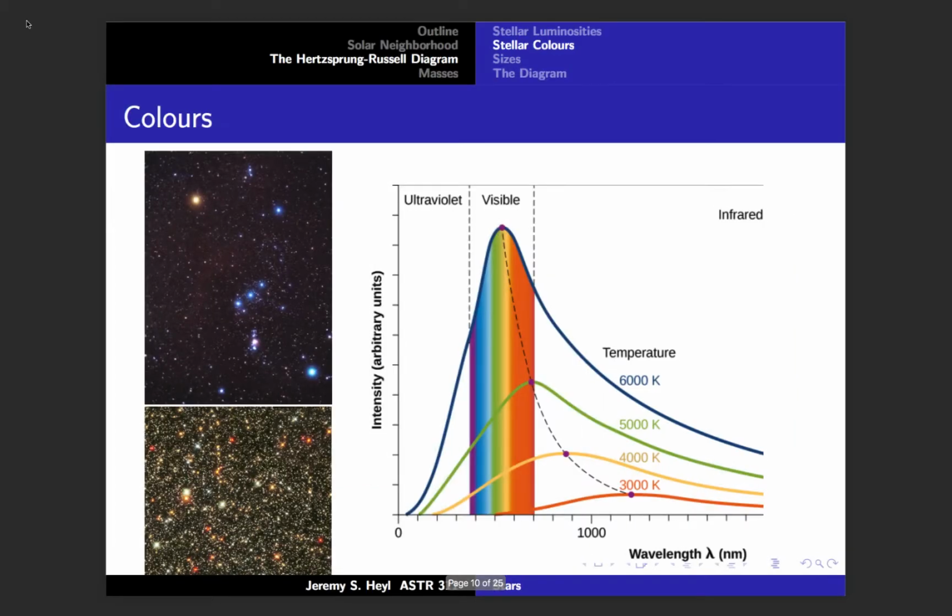So we talked a little bit about this. We can think about how bright the stars are, but we can also think about what color they are. So we have 2 examples here. On top is the constellation Orion, which I think a lot of you have seen, or I hope you've seen.